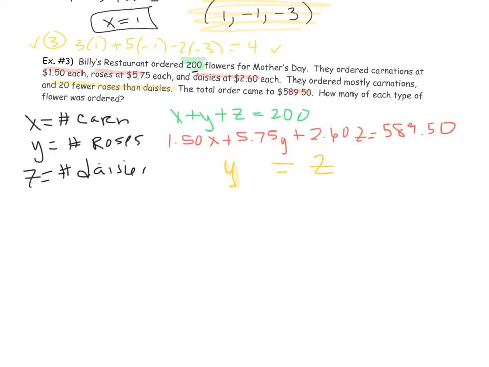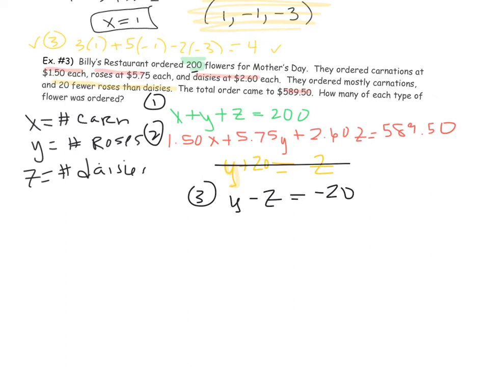Okay, then we want to put the plus 20 back. Let's rewrite this equation here. So we're going to go y minus z equals negative 20, and we're not going to worry about that. So there's equation 1, 2, and 3.